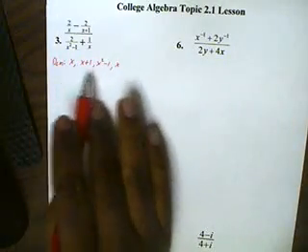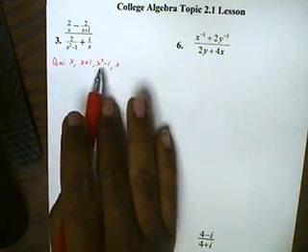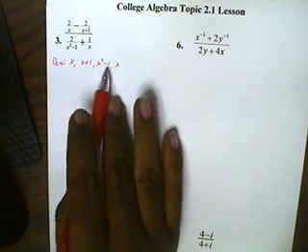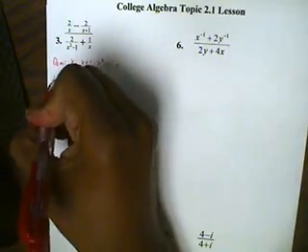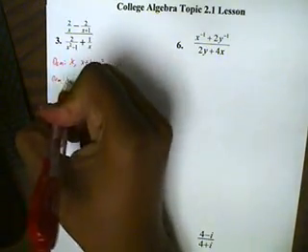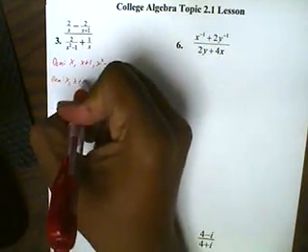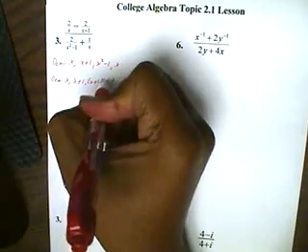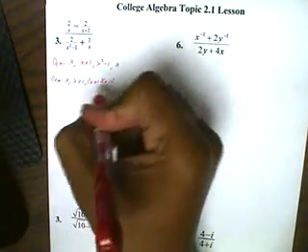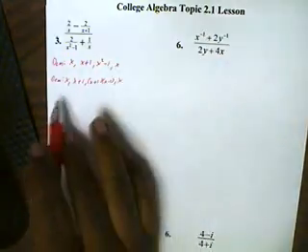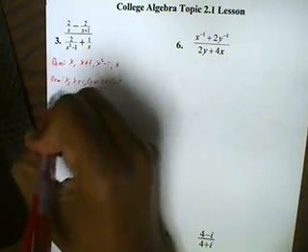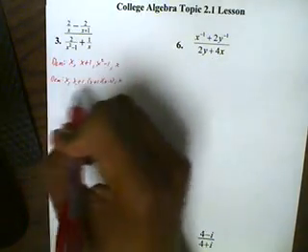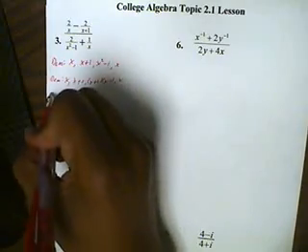Now, I want to make sure I have all factors, so right now I'm going to expand this one right here, because this is the difference of two squares. So my denominators would be x plus 1, x plus 1, x minus 1 for this one, and then x again.